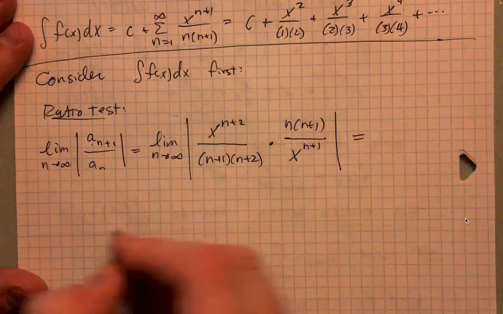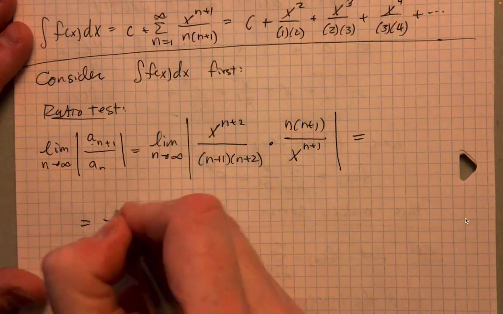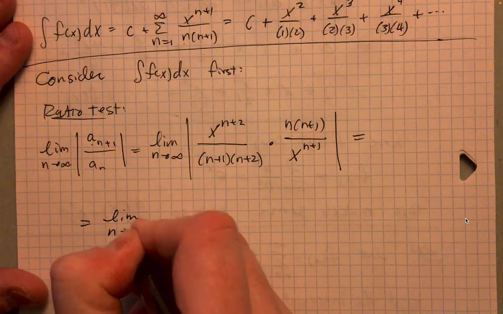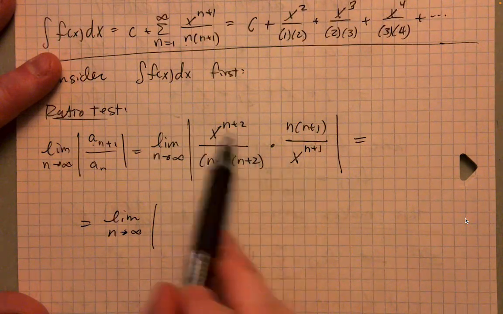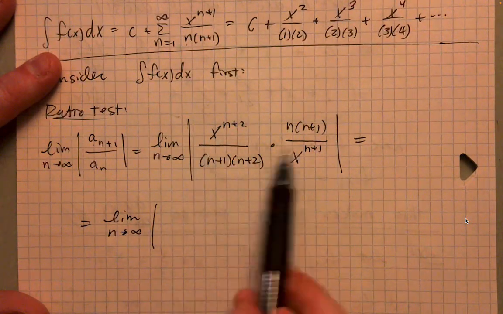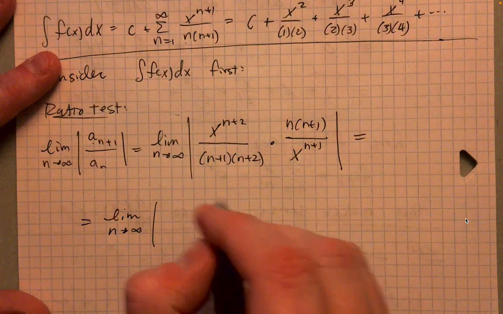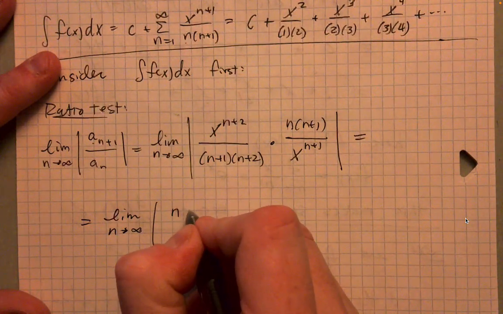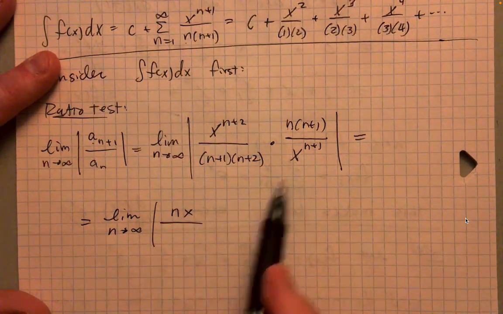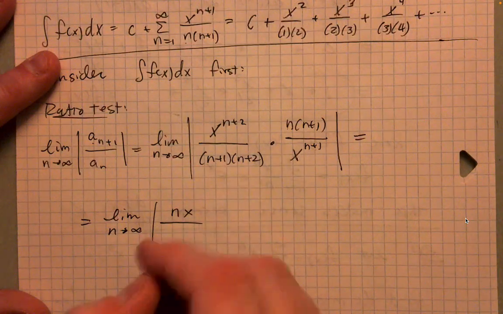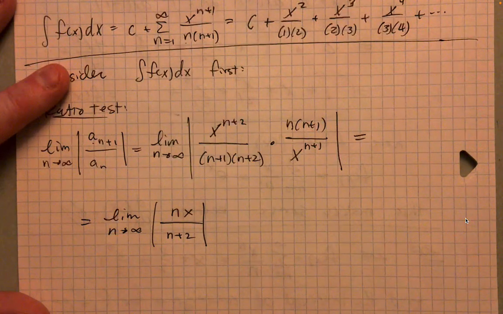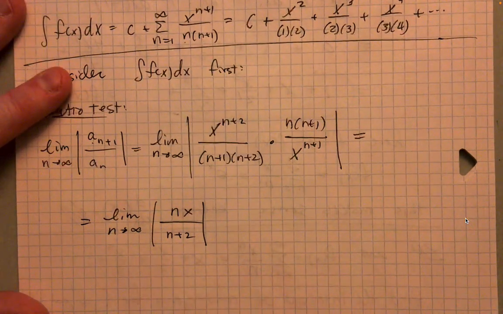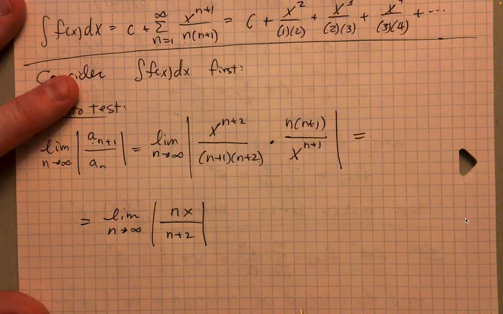And so what's this amount to? This is the limit as n goes to infinity of, now the x, you're going to be left with 1 x on the top, right? And then the n plus 1s will cancel. So up top you've got n times x. And down below, this cancels away, that cancels away. You've got n plus 2. Okay. So that's what that limit is. And so this is going to converge.